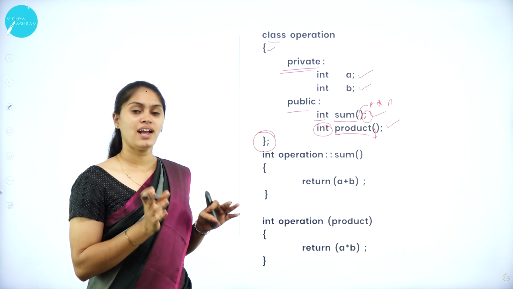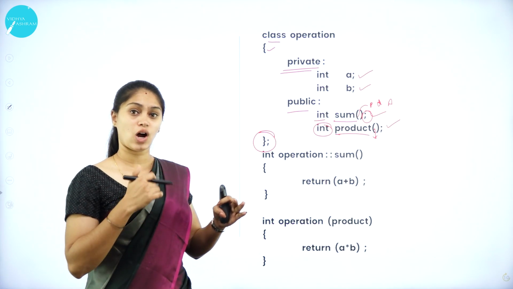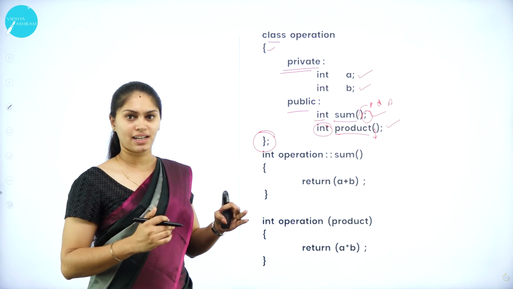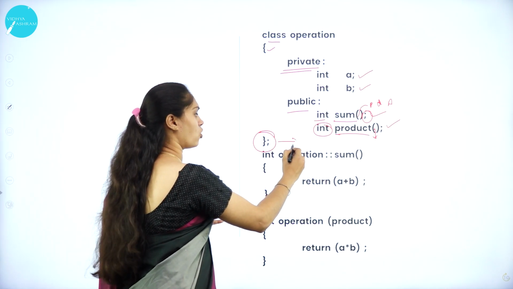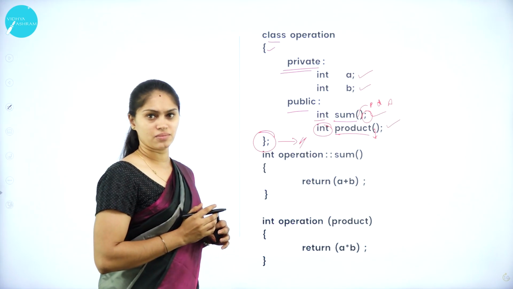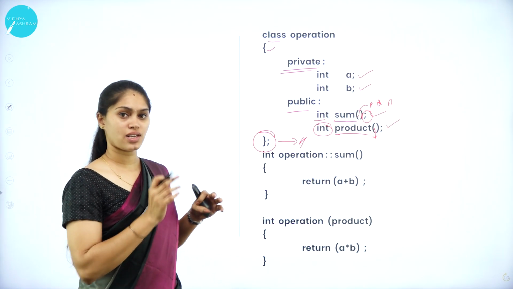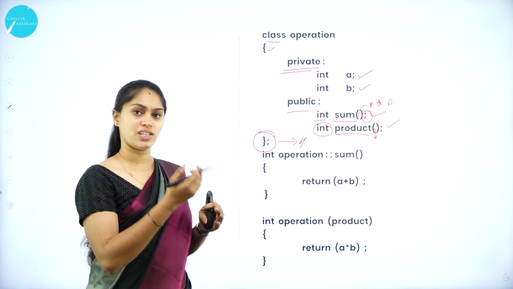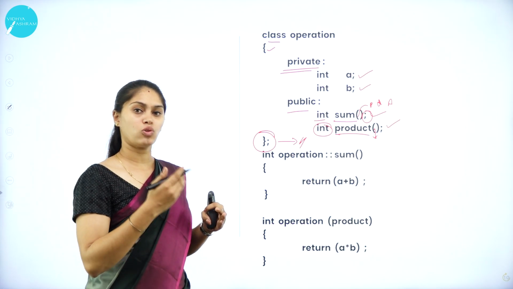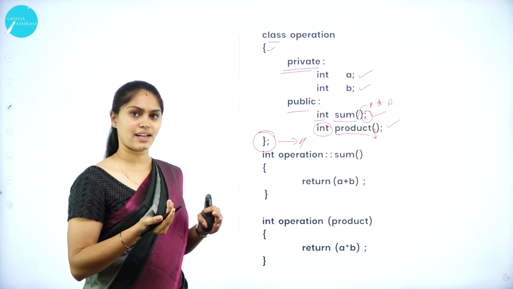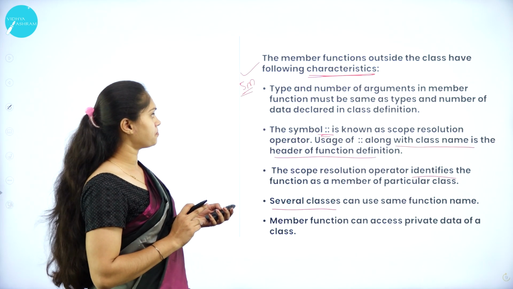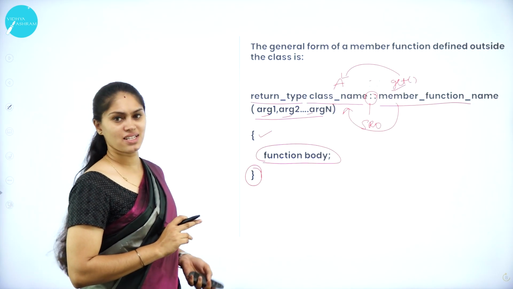What am I doing here? I am defining the member function outside the class. Outside the class in the sense that the class scope ends here. So we are going to use the words defining a member function outside the class. Then how to define the member function outside the class? There we had a syntax. You just remember the syntax.